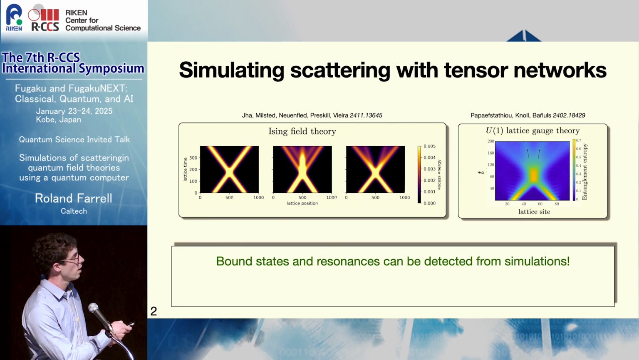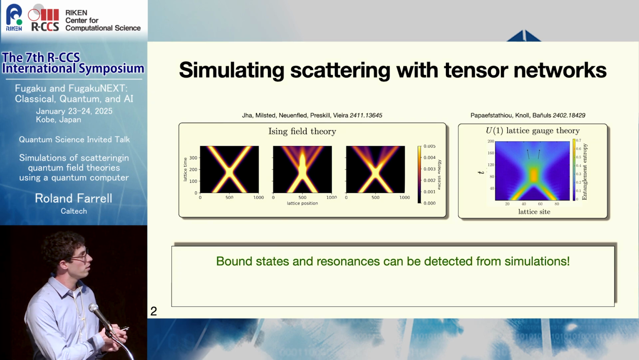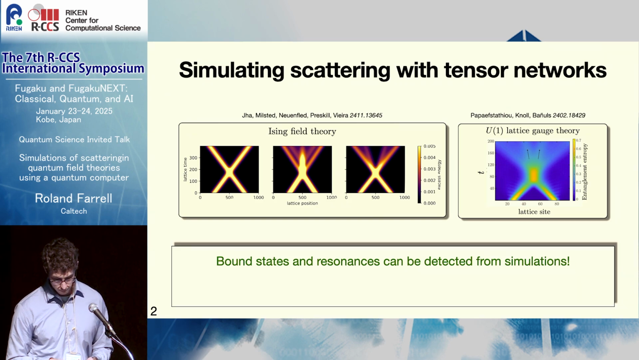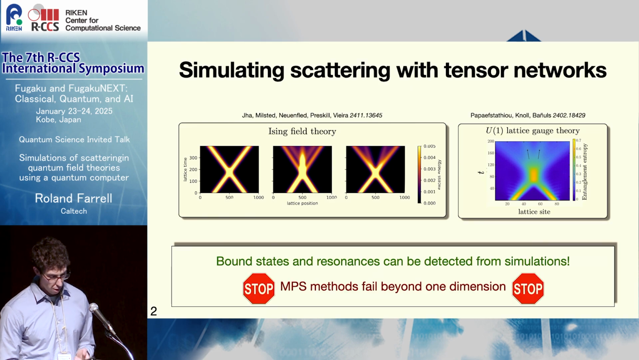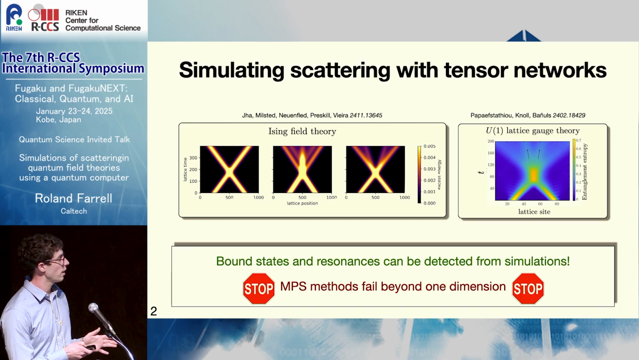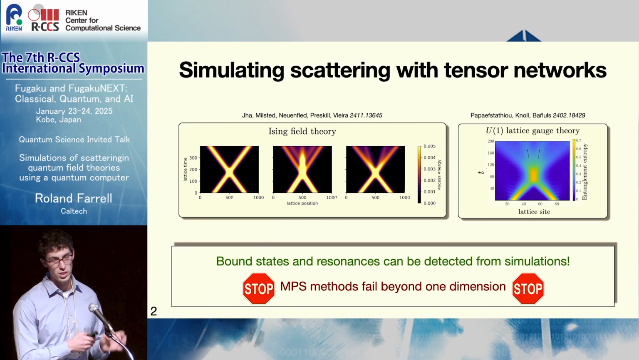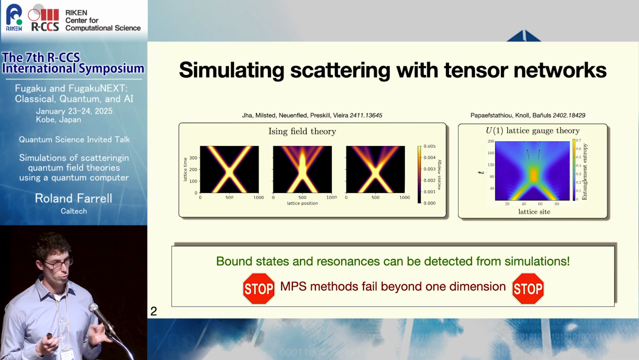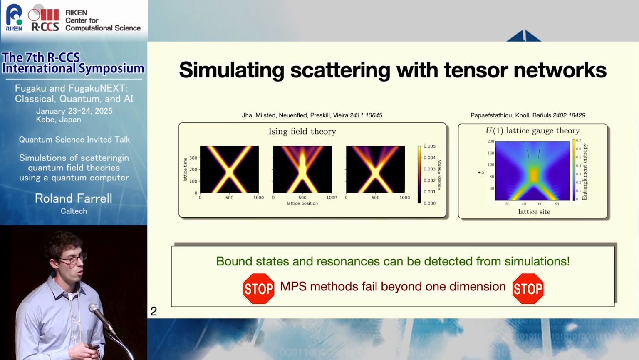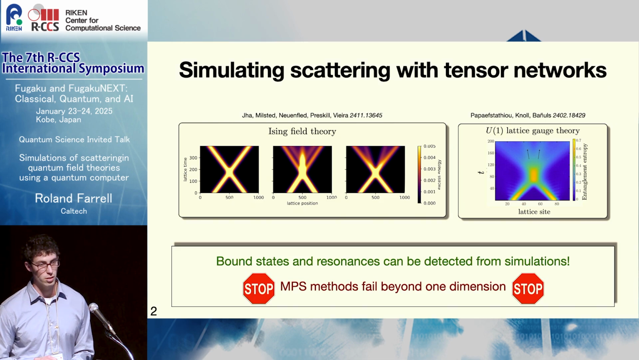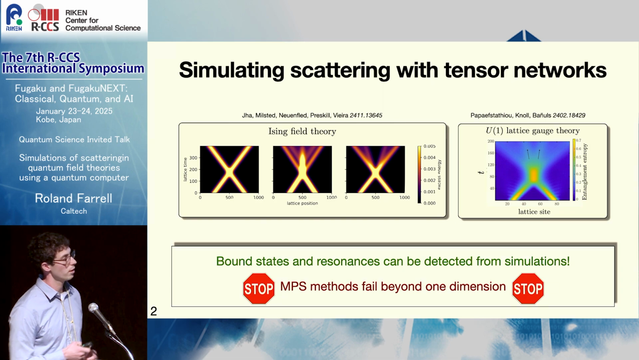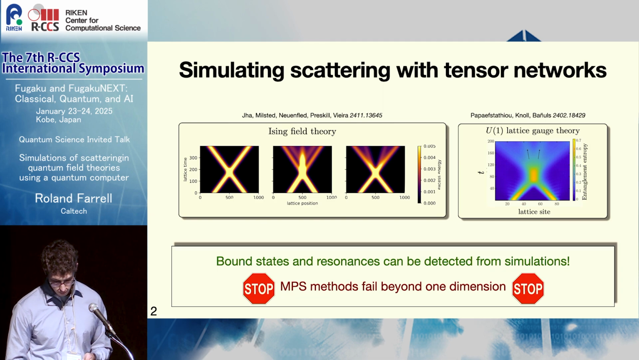And I should mention that there's been similar work in other theories. This is showing a U(1) lattice gauge theory, or electromagnetism. But of course, these are great. The limitation is that these MPS methods fail when you want to try to do simulations beyond one dimension. And of course, the real world is three dimensions. That's where we eventually want to go in order to have realistic simulations of quantum field theories. And so we need something better in order to get there. And that's where we believe the quantum computers will come in.